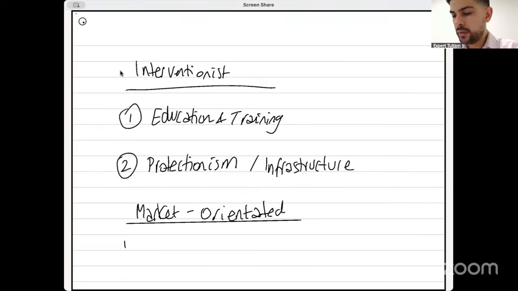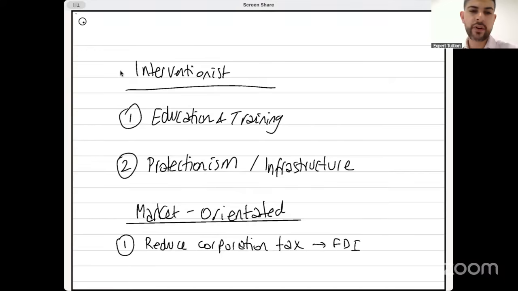Yeah. Number one, the first one I want you to do is reduce corporation tax to attract FDI. I want you to link it to FDI. Right. How do we develop it? It's very straightforward. If you reduce corporation tax, do you guys agree that that means that firms in your economy have more profits retained? What can they do with the extra profits? They can invest it. They can basically invest into new technology, and they become more globally competitive.